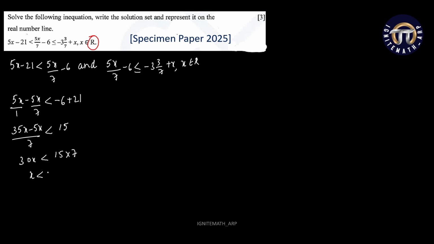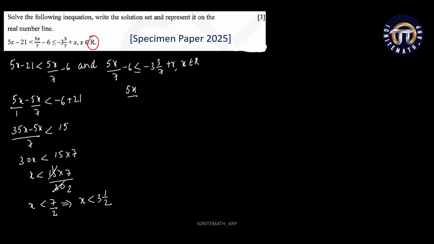So x is smaller than 15 into 7 divided by 30. So 15 ones are 15, 15 twos are 30. x is smaller than 7 by 2. That means I can write this as x is smaller than 3 1 by 2. Clear, children? Okay, now let's see the other part of the inequation.